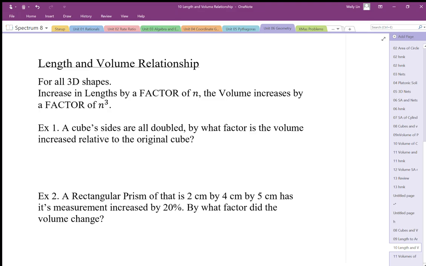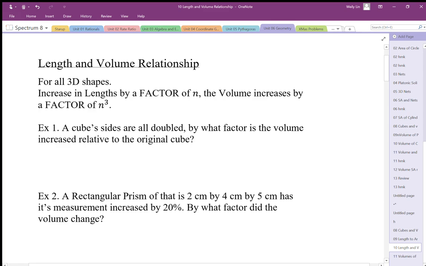We also looked at 3D shapes. If I double the length, I'm going to increase the volume by a factor of 8, or 2 cubed. Okay, so we take that length factor and we cube it. So if my length factor is n, the volume increases by n cubed.